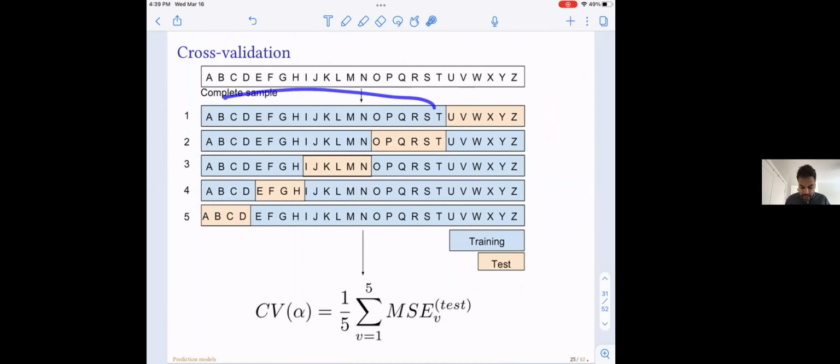So you'll see that I train my model. Everything that's in blue is what I use to train, and everything that's in beige is what I use to test. In 5-fold cross-validation, we fit the model 5 times, get 5 test errors, and average them. This is a typical machine learning approach, and some models in statistics use it as well. And this is exactly what random forests are doing.